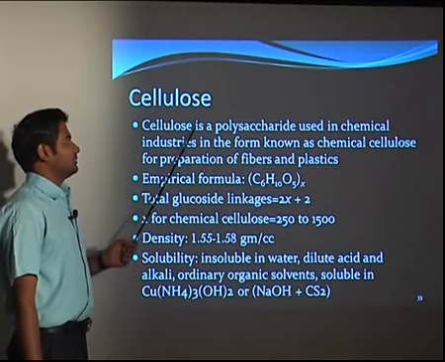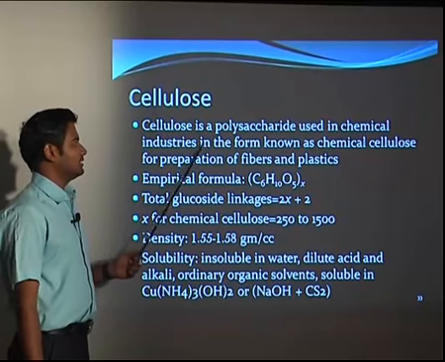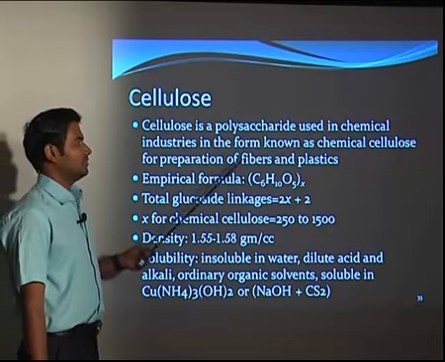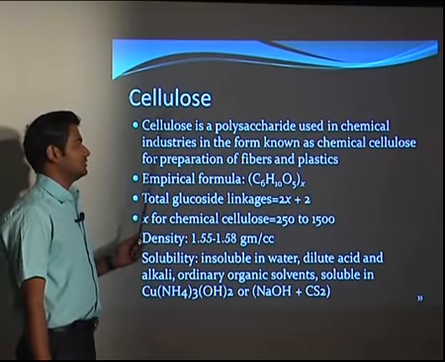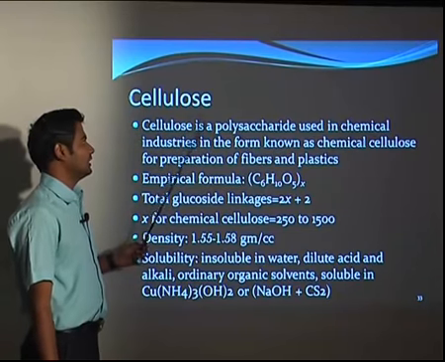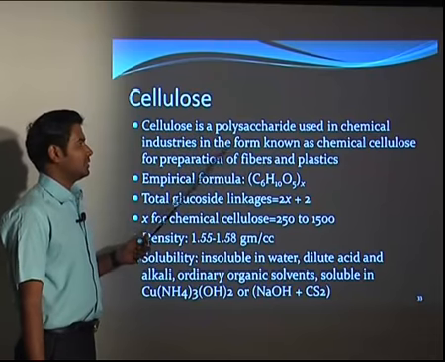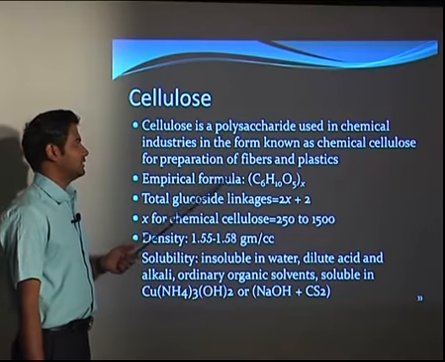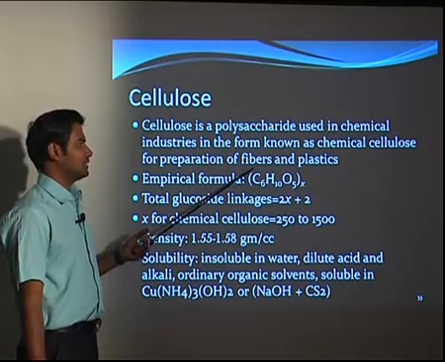Then there is the cellulose material that you have to study. So cellulose is a polysaccharide used in chemical industries in the form known as chemical cellulose for the preparation of fibers and plastics. So in the sugar industry we have seen the cellulose. It was breaking down into glucose molecules. So here cellulose is a fibrous material which is required for the paper industry. It is a polysaccharide, as we have seen earlier, used in the chemical industries and known as chemical cellulose for the fibers and the plastic.